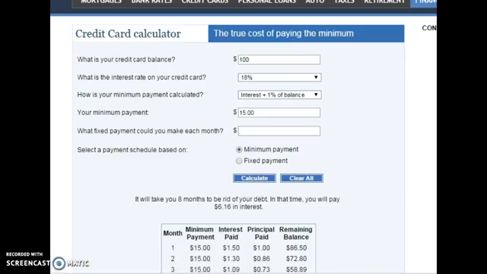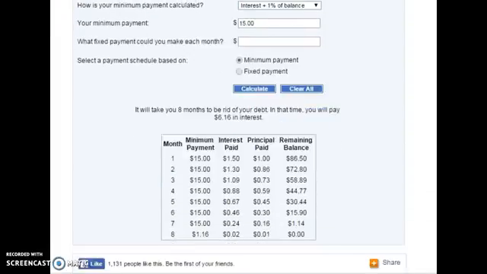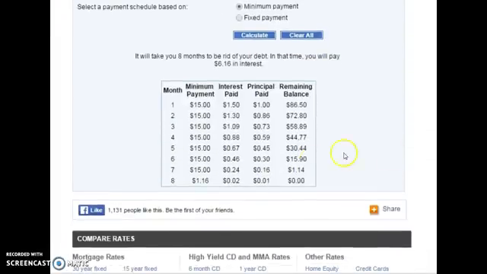If I only pay $15 a month, you can see how this calculator calculates what I owe and how it's going to compound. It will take me 8 months to be rid of my debt. In that time, I'd pay $6.16 in interest.